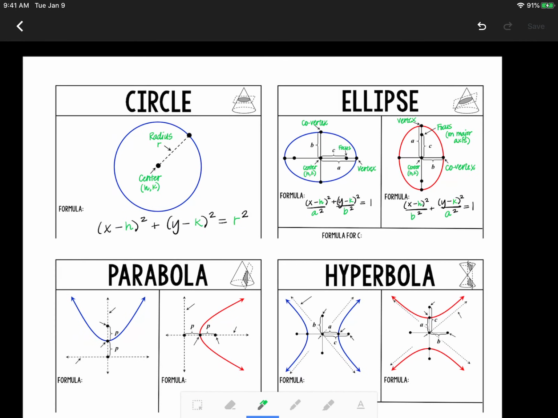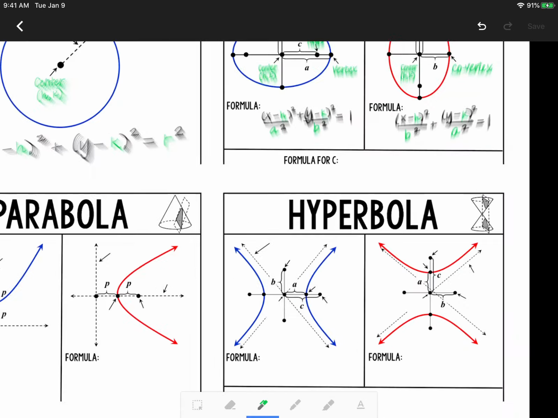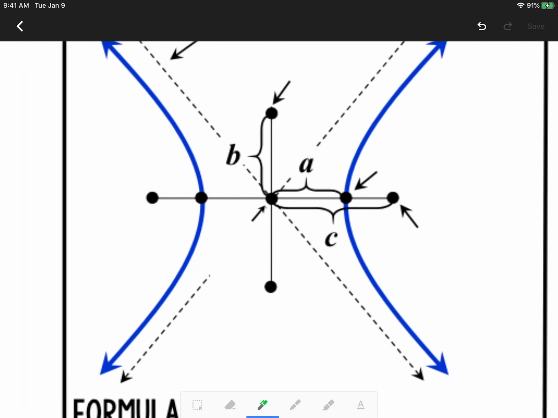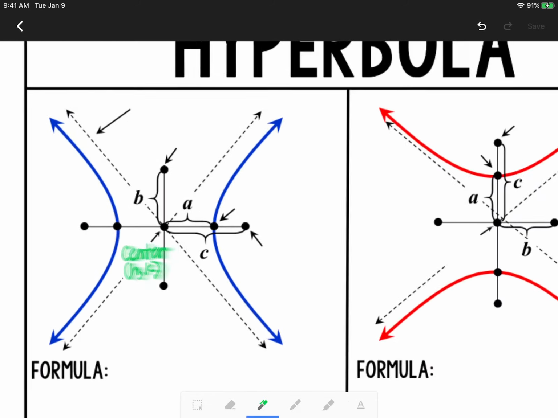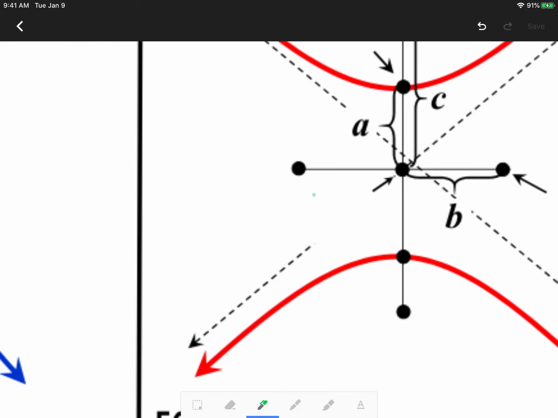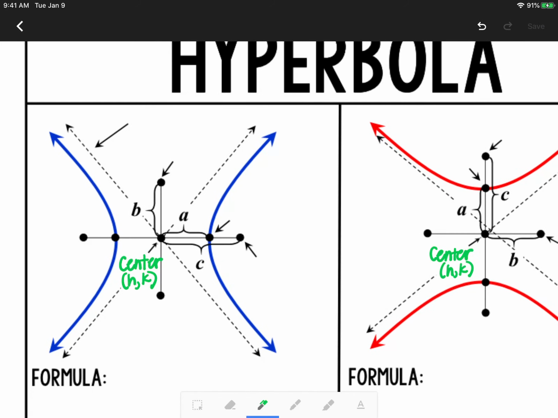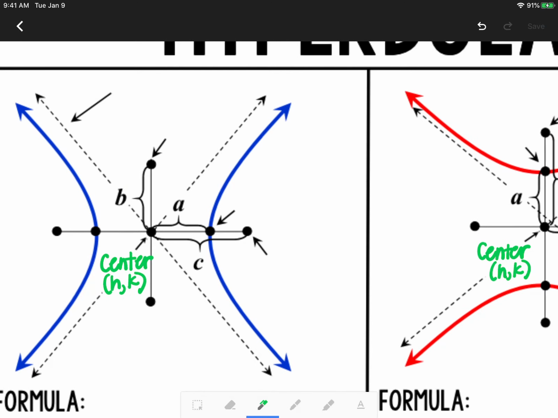Let's talk hyperbolas, because they're actually pretty close to ellipses. We still have the center. Like I said, this is the one thing that stays constant. I'm going to mark both of them as center. And a lot of this does look the same. We still do have our focus points right here at C.